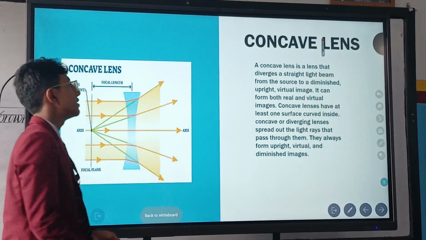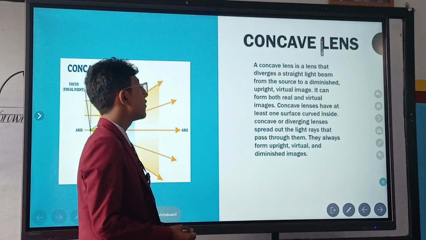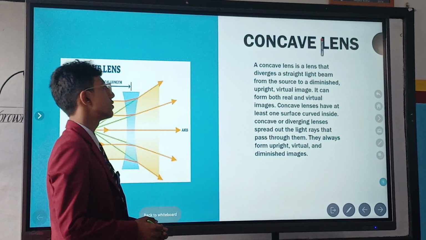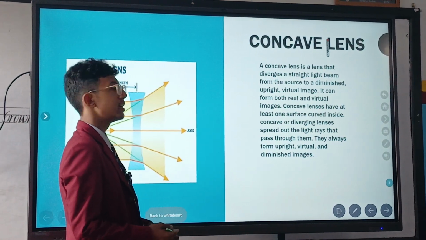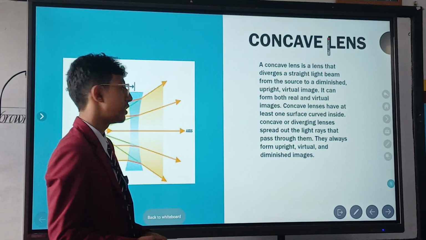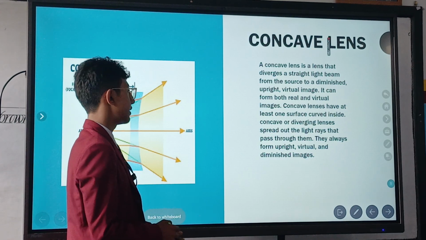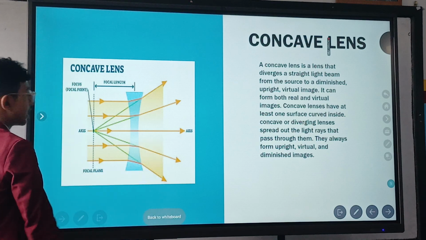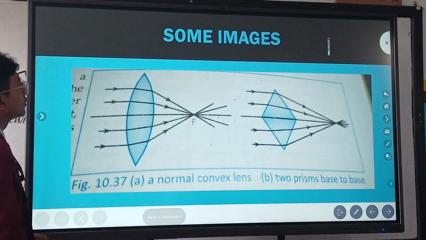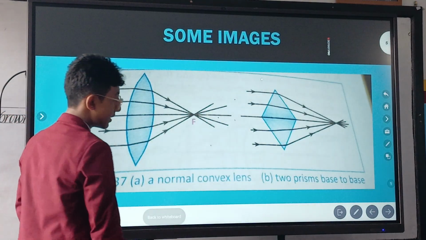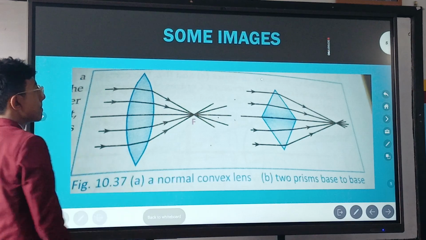Next is the concave lens. A concave lens is a lens that diverges a straight line beam from the source to form a diminished, upright, virtual image. It can form both real and virtual images also. Concave lenses have at least one surface curved inward. So here is the figure of these lenses. Some images are given of a normal convex lens and two prisms base to base.